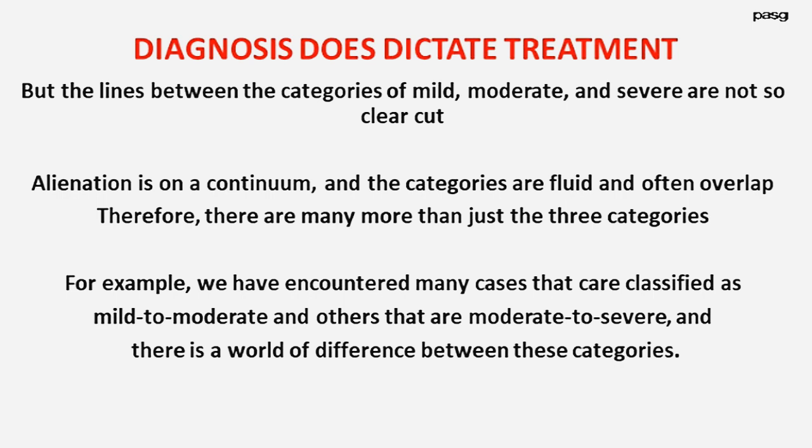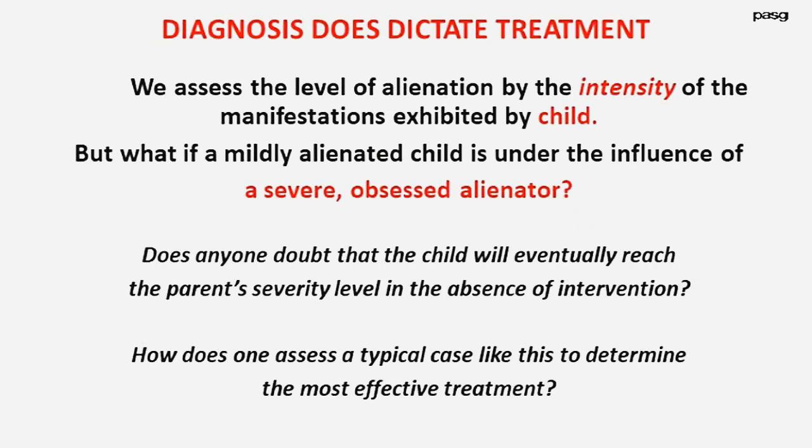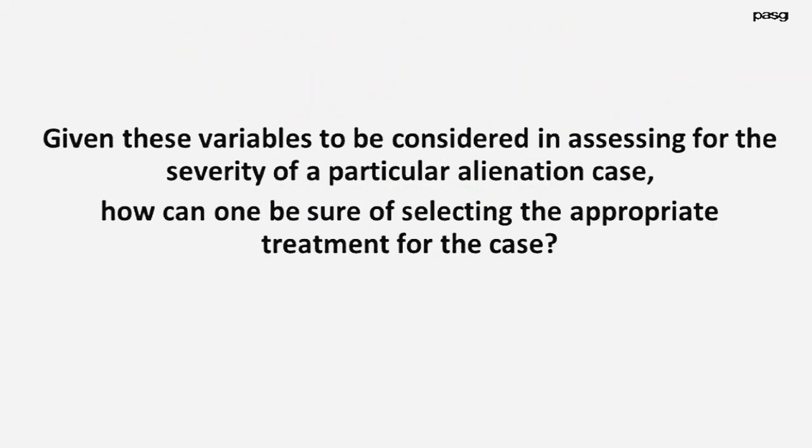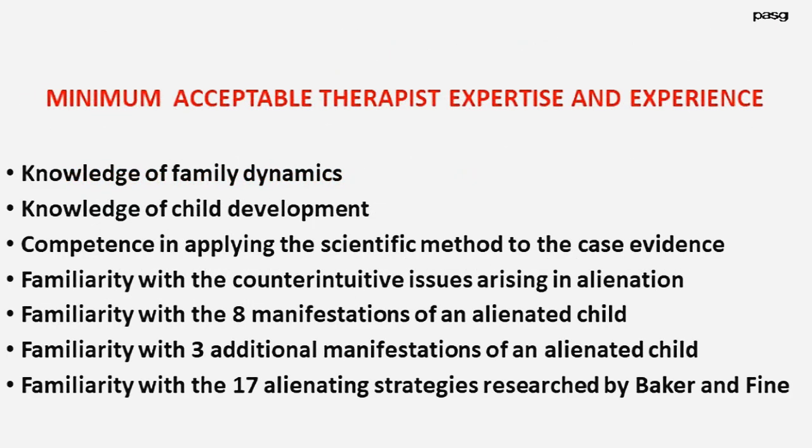Well, actually, the treatment does not change. It's the treatment environment that changes, okay? Whether or not you need a 90-day no contact period or a temporary transfer of custody. In every single case, you have to do two things. You do not just work with the relationship between the child and rejected parent. You have to have your focus on the alienator, the cause.